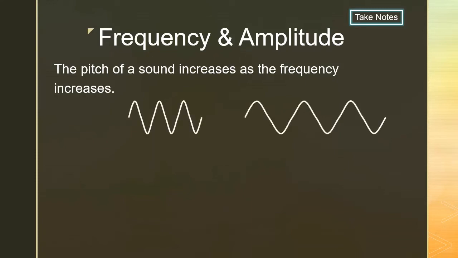So I've got two waveforms here. The one on the left has got a high frequency, the one on the right a low frequency. They've both got the same amplitude. Which one is going to be a higher pitch, as opposed to a lower pitch? Well, the one on the left has a high frequency, so it's going to have a high pitch, whereas the one on the right has got a low frequency, so it's going to have a low pitch.